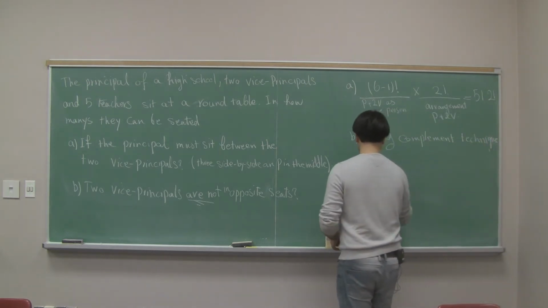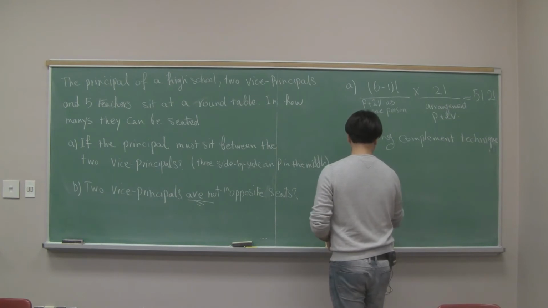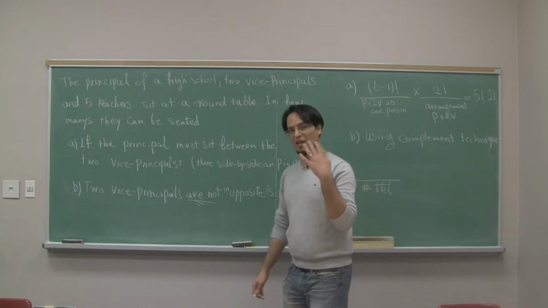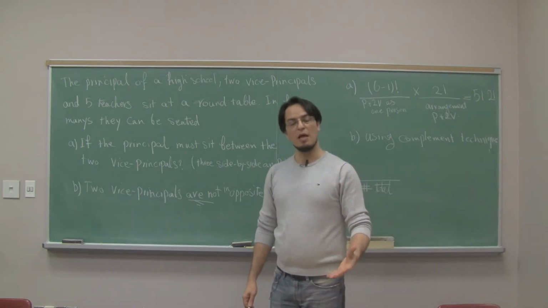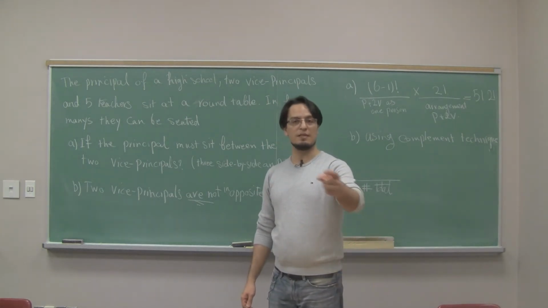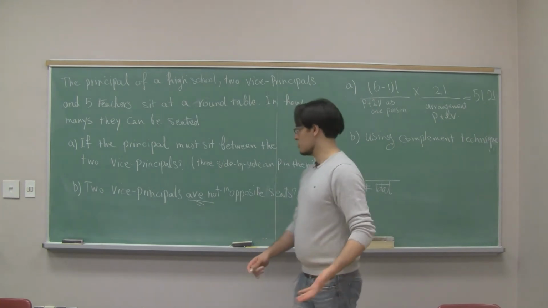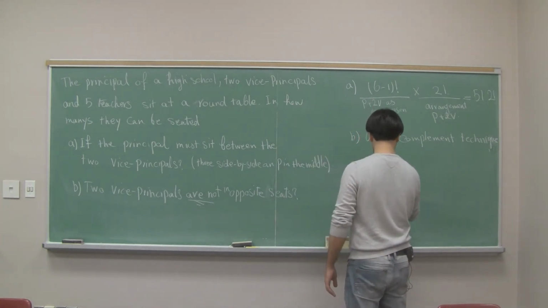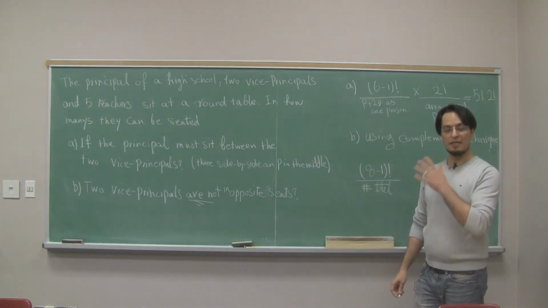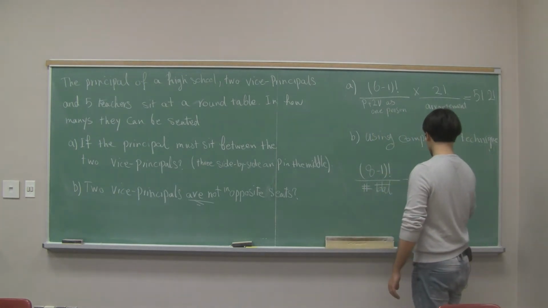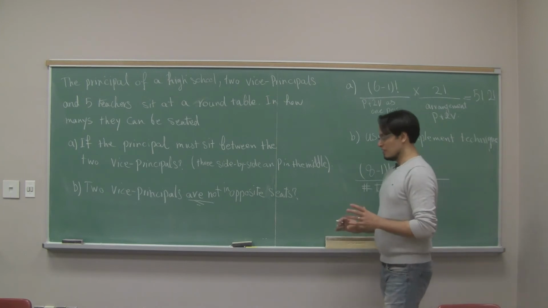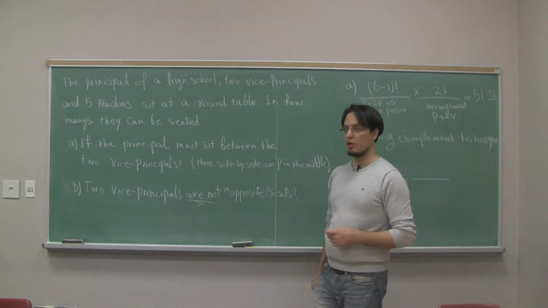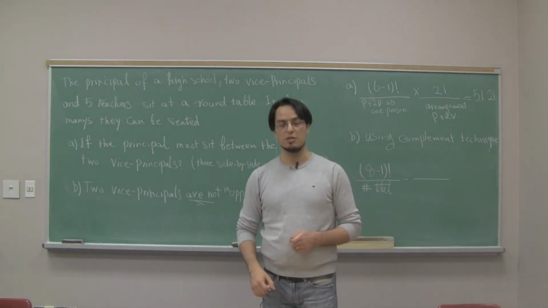First we have to know the total number without any condition. Without any condition, we have 8 people and we want them to be seated at a round table. So the total would be 8 minus 1 factorial. That's the total. But in how many ways can these be seated such that the two vice principals are seated in opposite positions?